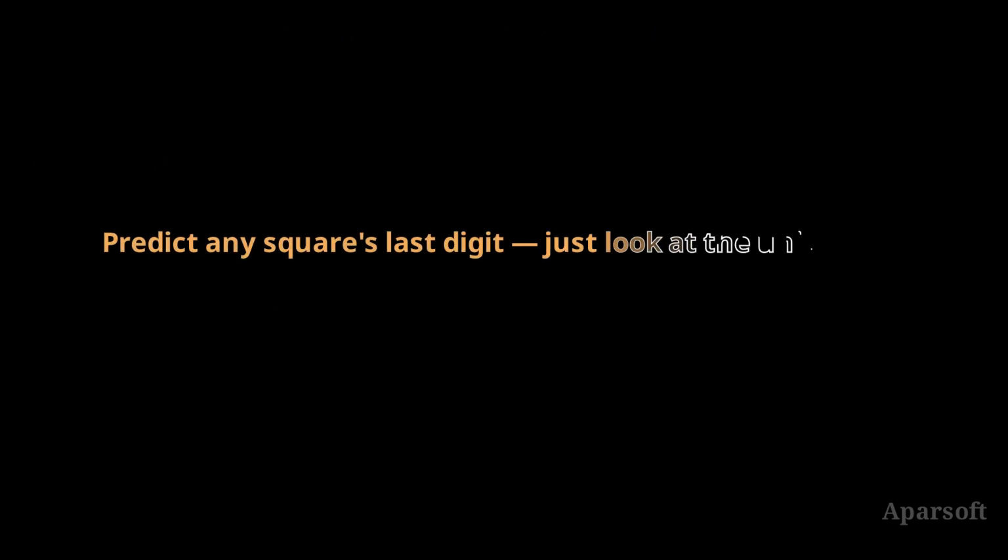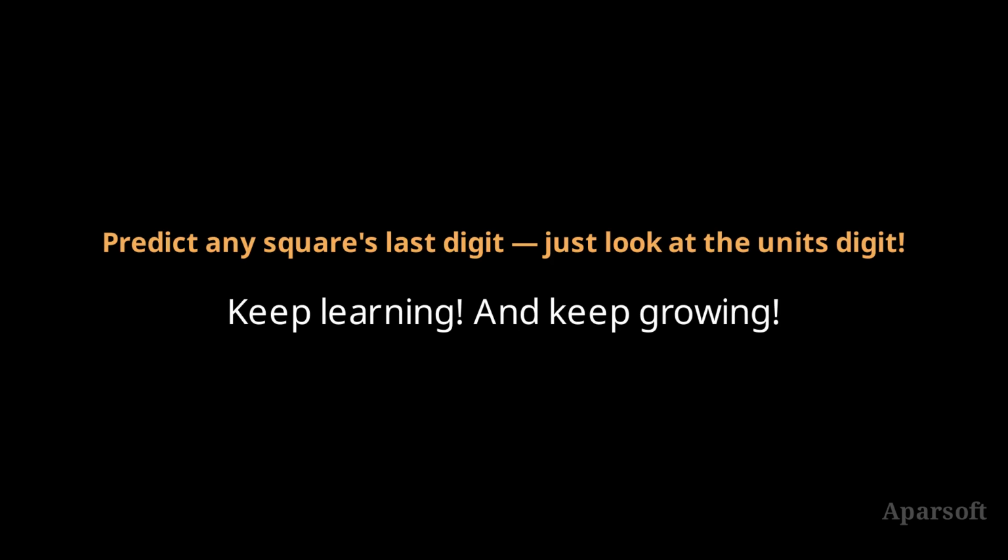Now, you can predict the last digit of any square, even for numbers with 100 digits, just by looking at that one tiny units digit.